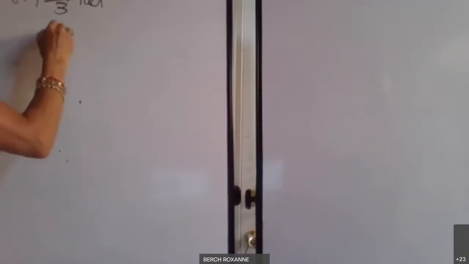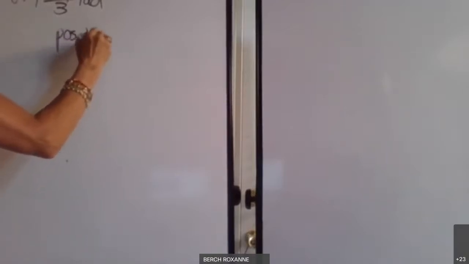Two-thirds of pi radians. If we want to find two positive coterminal angles, what would you do?